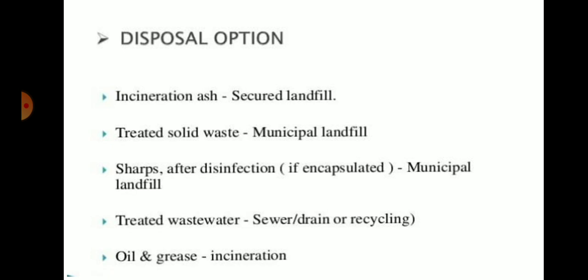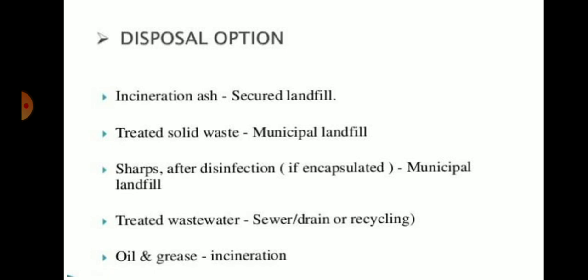Another one is treated solid waste. We know that solid waste is also generated in the medical field, so this treated solid waste, after the autoclaving or sterilization process, is filled in the municipal landfill in a secure area, so that it cannot cause a harmful effect on living beings.